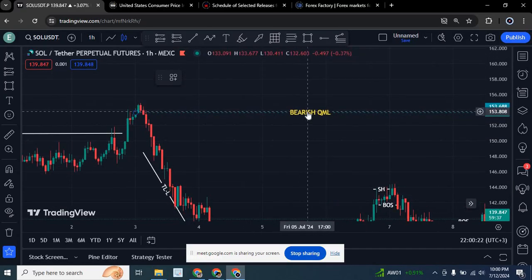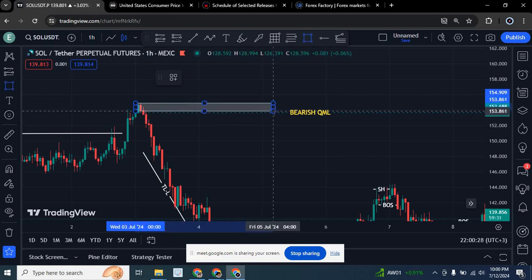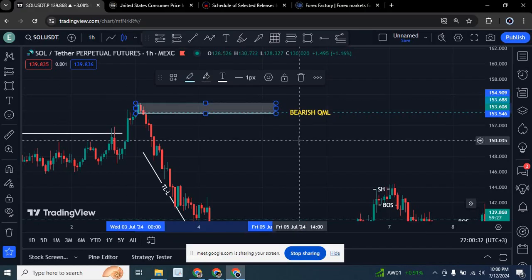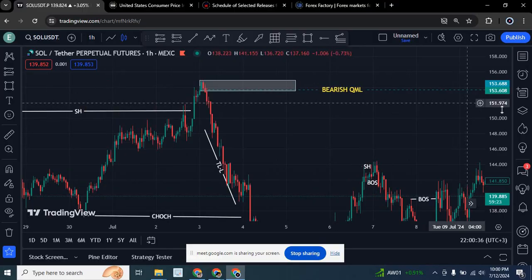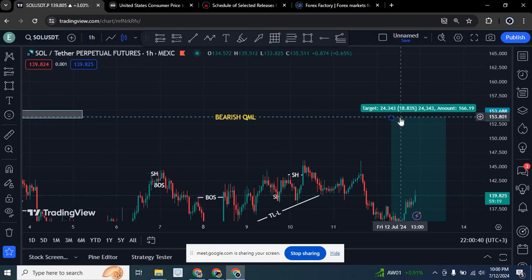And no wonder I took my bearish QML from this zone right here, because now we are having the last green candle before significant sell. And that is what the last green candle before significant sell is, a bearish order block. So no wonder I'm having my take profit from that bearish order block zone right here.